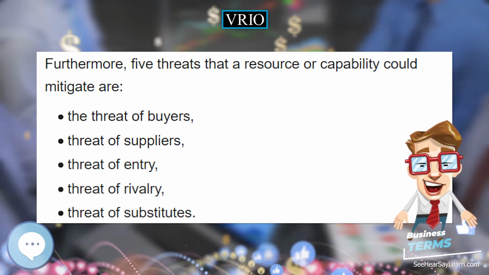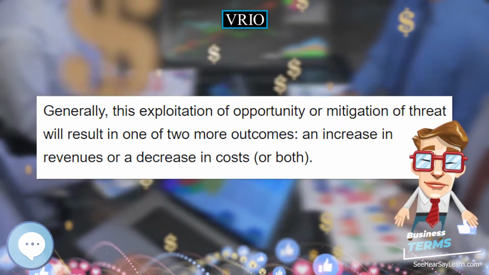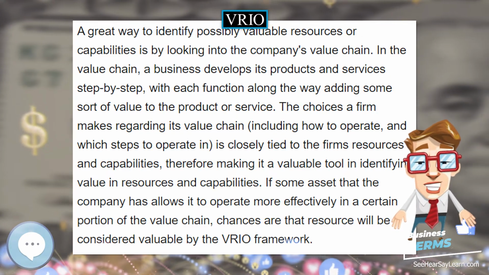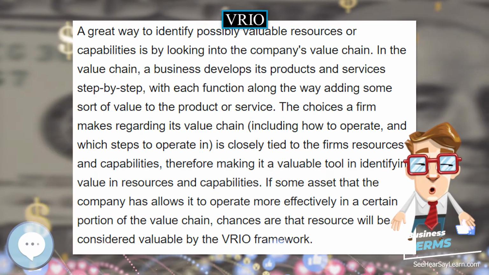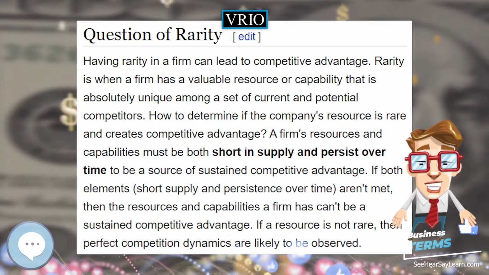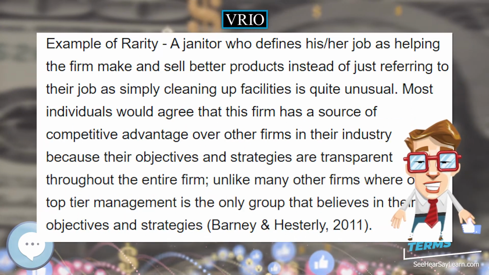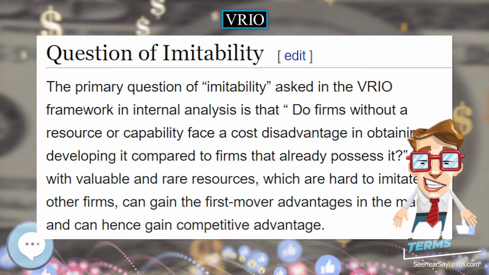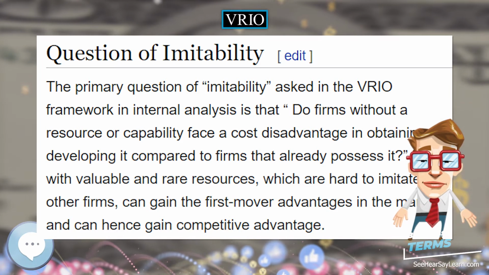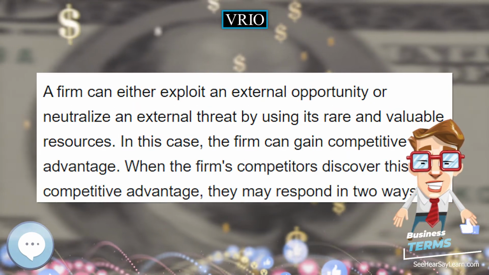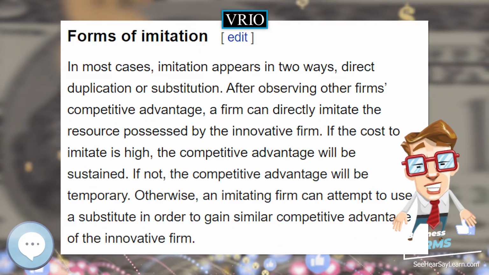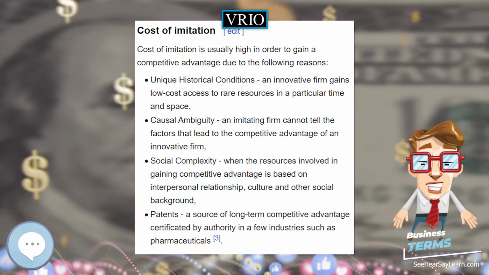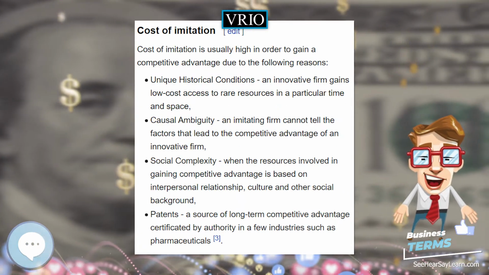A great way to identify possibly valuable resources or capabilities is by looking into the company's value chain. In the value chain, a business develops its products and services step by step, with each function along the way adding some sort of value to the product or service. The choices a firm makes regarding its value chain, including how to operate, and which steps to operate in, is closely tied to the firm's resources and capabilities, therefore making it a valuable tool in identifying value in resources and capabilities. If some asset that the company has allows it to operate more effectively in a certain portion of the value chain, chances are that resource will be considered valuable by the VRIO framework.